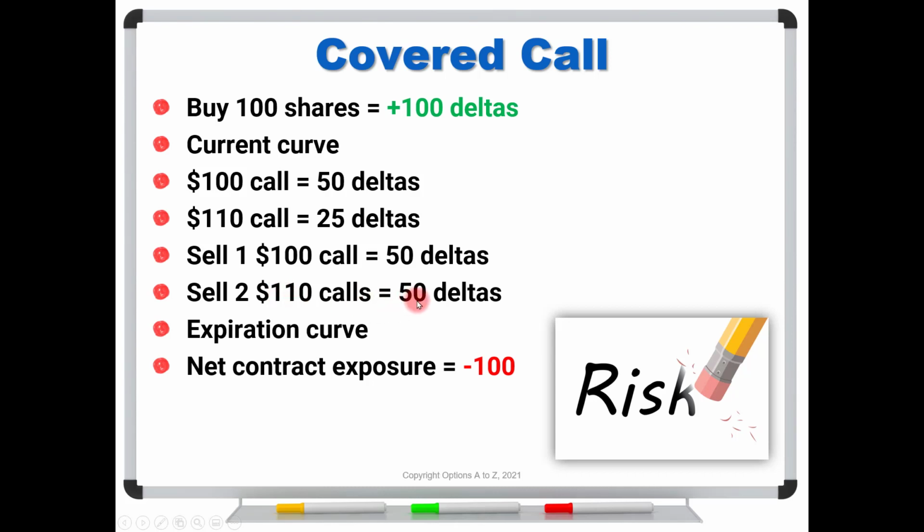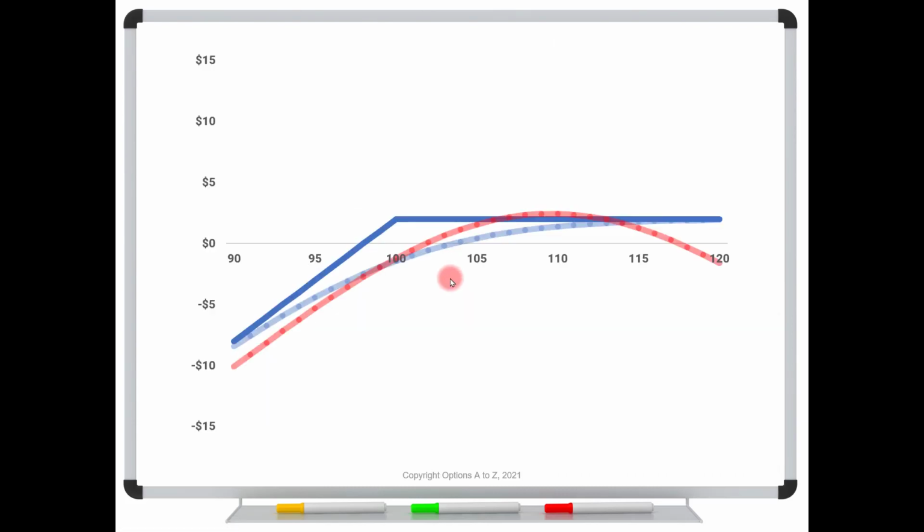Right now, at this moment, I'm only short 50 deltas. But when we get to expiration, I will be short 200. We couple that with the long 100 over here, and I can see I'm going to have a very big risk. I've got naked 100 deltas or 100 shares to the upside. So this is what it would look like. So here's the risk graph for the covered call that we saw, the darker line, and the lighter blue line is the current curve, and in red is the current curve if we sold two of the 110 calls.